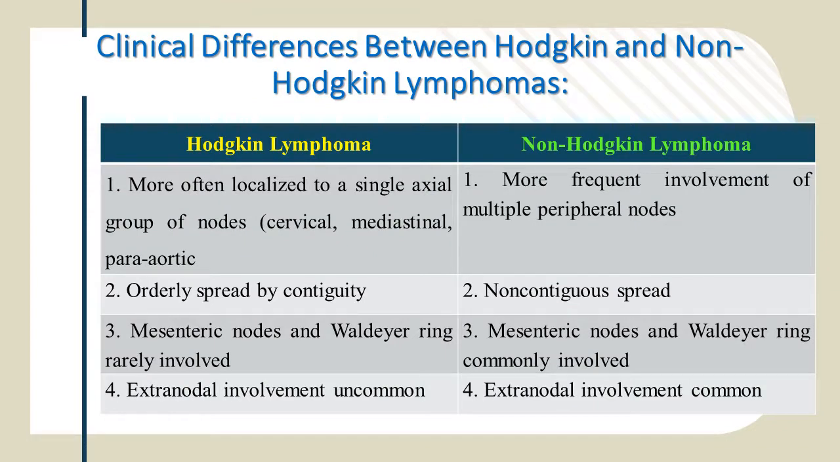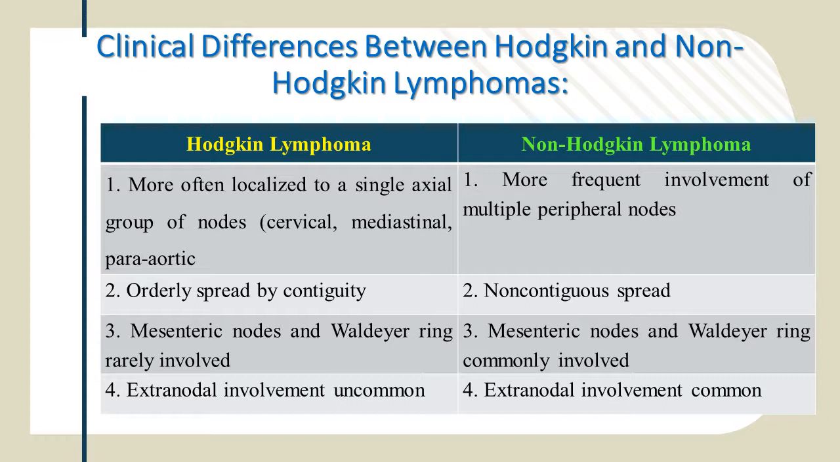Here are the main clinical differences between Hodgkin and non-Hodgkin lymphomas. Hodgkin lymphoma is more often localized to a single axial group of nodes, mainly cervical, mediastinal, or para-aortic nodes, whereas non-Hodgkin lymphoma has more frequent involvement of multiple peripheral nodes. In addition, orderly spread by contiguity is the feature of Hodgkin lymphoma, while non-contiguous spread is the feature of non-Hodgkin lymphoma.